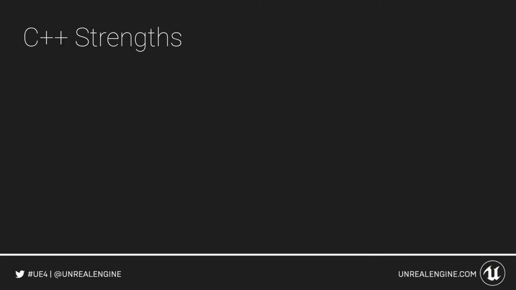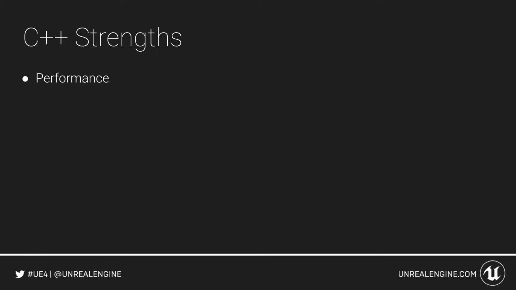So let's talk about the strengths of C++ on the flip side, and these are also going to be weaknesses to Blueprint. So performance. C++, you can't beat it on performance. It's running on the bare metal. It's super, super quick, and Blueprint has to run in a virtual machine, which means that it is going to be slightly slower no matter what you do. However, that said, it may not be the bottleneck in your particular game.